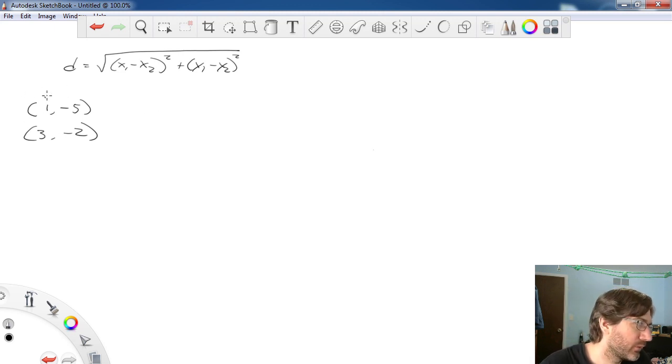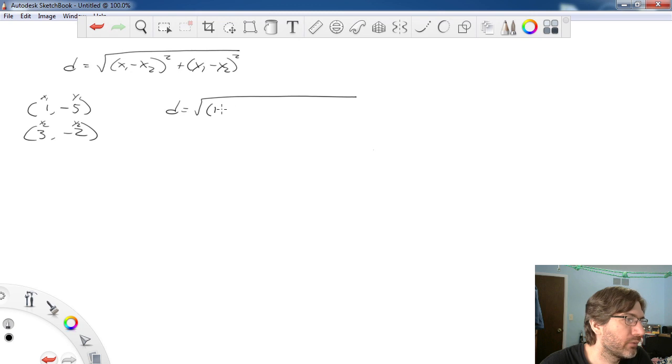It does not matter which one you call your first point and which one you call your second point. I'm just doing it in order, so I'm going to call this x1, this y1, this x2, and this y2. And then I'm going to go ahead and plug it in. So here we get distance equals the square root of x1 is 1 minus x2 is negative 5. Again, you can do it like that, or you can clean up your sign right away and make that plus.